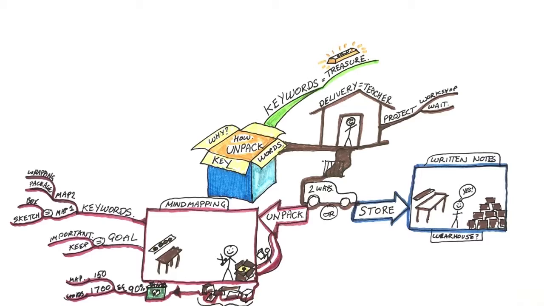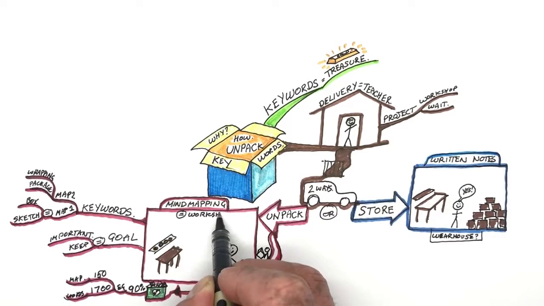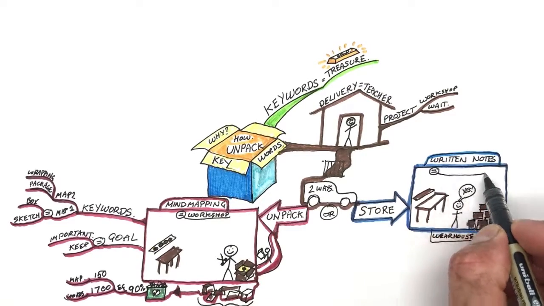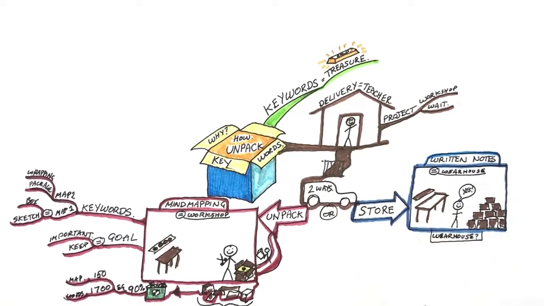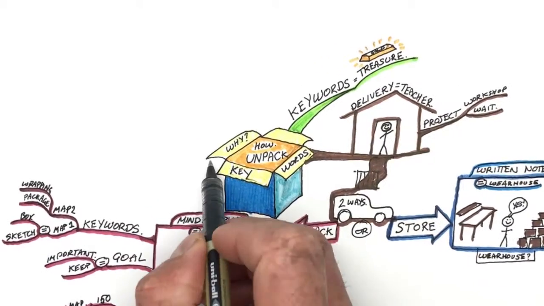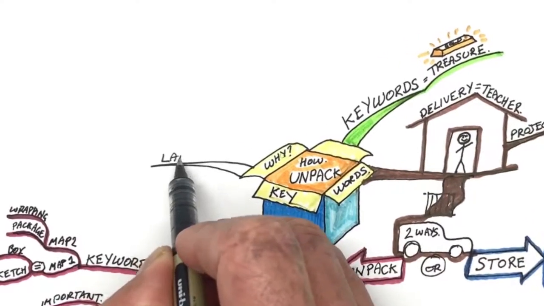So you've got the mind mapping version and you've got the written notes version. I'm trying to show you the difference: mind mapping is like creating a workshop, whereas written notes is like creating a warehouse. You have a warehouse of overwhelming information. So let's look a little bit at language.